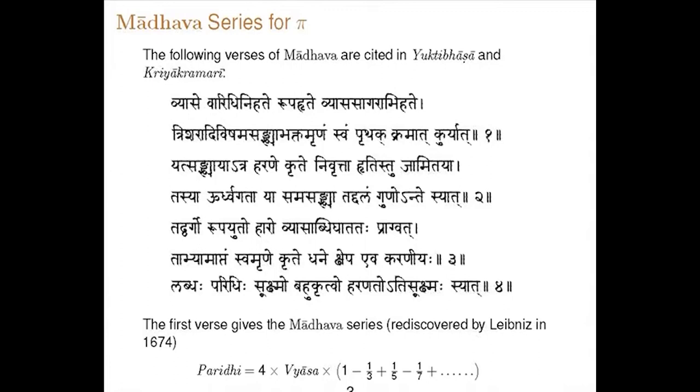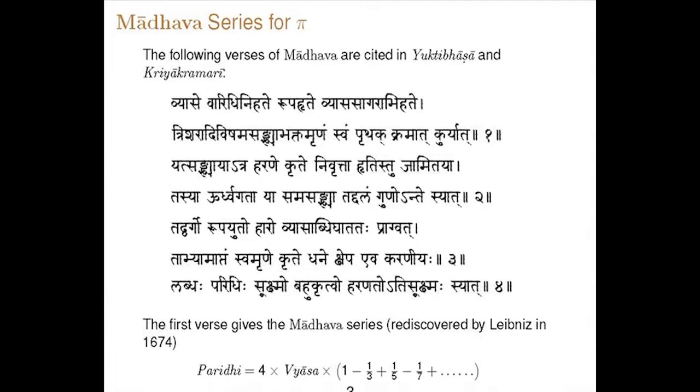Vyase Varidhini Hate Rupa Hrate Vyasa Sagarabhi Hate Tri Sharadi Vishama Sankhya Bhaktam Rinam Swam Prithak Kramat Kuryat. So just this verse will tell you this relation, that the circumference is 4 times the diameter multiplied by 1 minus 1 by 3, plus 1 by 5. Tri Sharadi Vishama Sankhya, the odd numbers, Bhaktam divided, Rinam Swam, that is both negative and positive, Prithak Kramat Kuryat, go on doing it. So that is the infinite series for pi by 4, what later on was rediscovered by Leibniz in 1674.